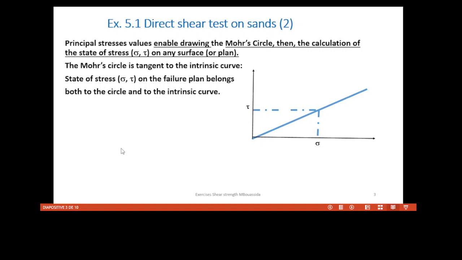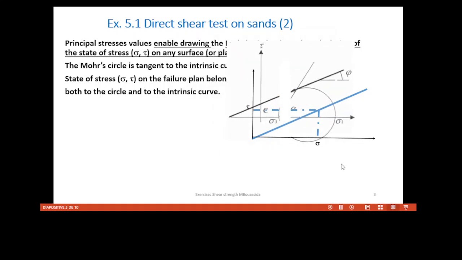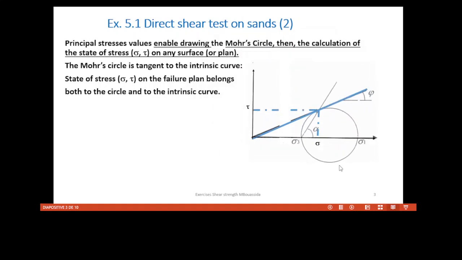And the Mohr circle we are dealing with on the failure plane should be tangent to the intrinsic curve. So we need to draw the circle tangent to the intrinsic curve, and the state of stress on the failure plane, that is here, belongs both to the circle and to the intrinsic curve.